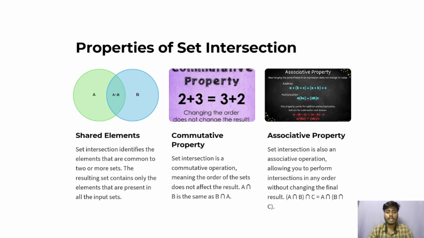The third property is the associative property. Set intersection is also an associative operation, which allows us to perform intersection in any order without changing the final result. It is similar to algebraic properties: the result of A intersection B, intersected with C, is the same as the intersection of set A with the result of the intersection of set B with C.